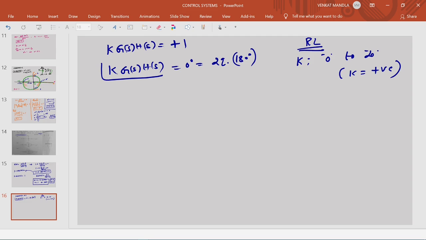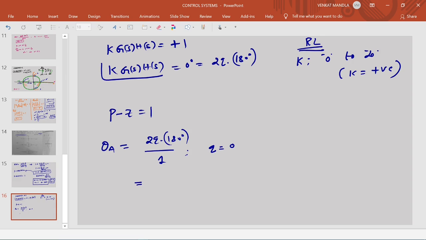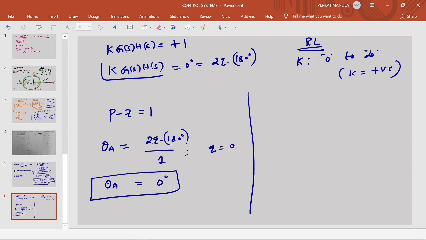If the angle criterion is even multiples of 180 degrees, then the rules associated with the angle criterion are going to change. P minus Z equal to 1, that is, one asymptote exists. And what is the angle of asymptotes? 2q into 180 degrees by P minus Z, that is 1, and q from 0 to P minus Z minus 1, that is only 0. So substitute 0 here, and you will get 0. So here the angle of the asymptote is 0 degrees. And the break-in and breakaway points, I'll find out here itself.